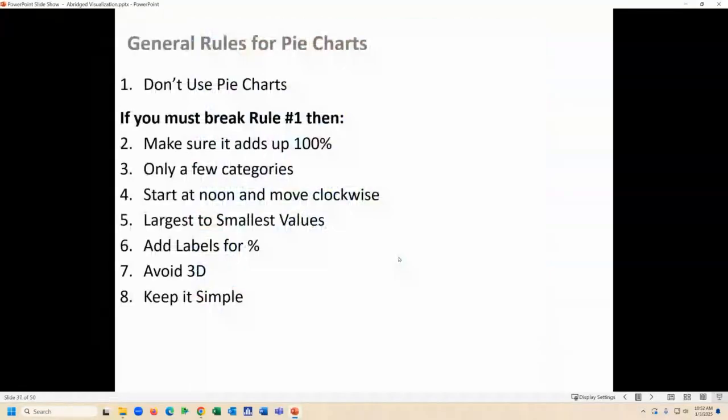So general rules for pie charts is, first, make sure that it adds up to 100%. Don't have too many categories. Put things in some kind of order, because we're used to looking at clocks and thinking clockwise. Order them in terms of size. Add the labels. Don't put in third dimension. Keep it simple. And really, the first one's the one I would say don't use them.